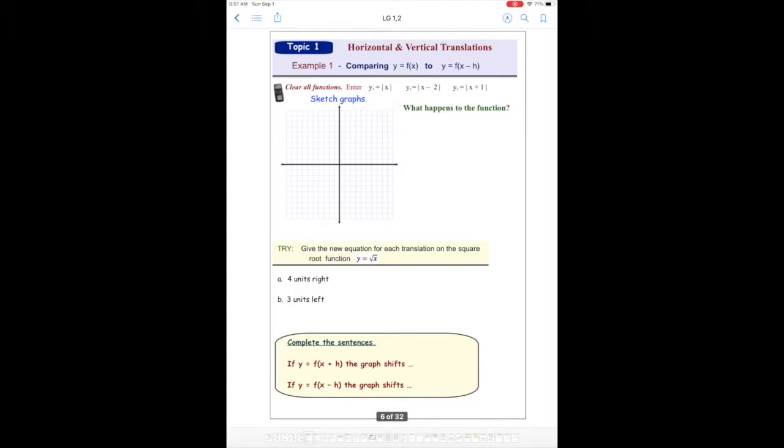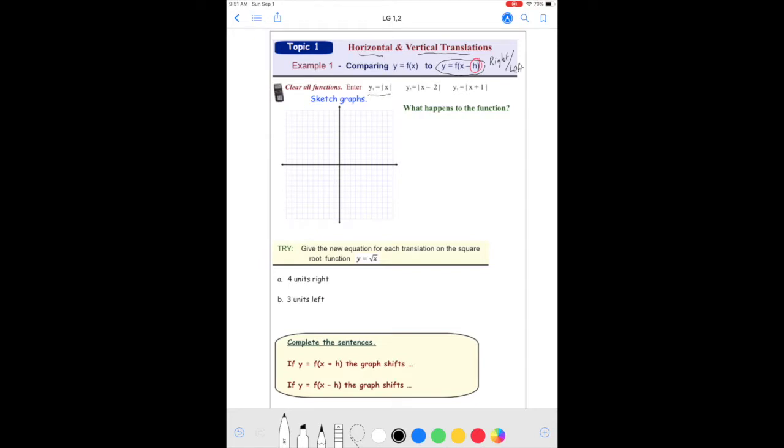All right, we're back again, and this is part 2 of Learning Guide 1 seminar on translations and transformations. So now we are on topic 1. We are going to look at horizontal and vertical translations. The first one we're going to look at is the horizontal. And the horizontal translation is dealing with the h. So it's moving either right or left.